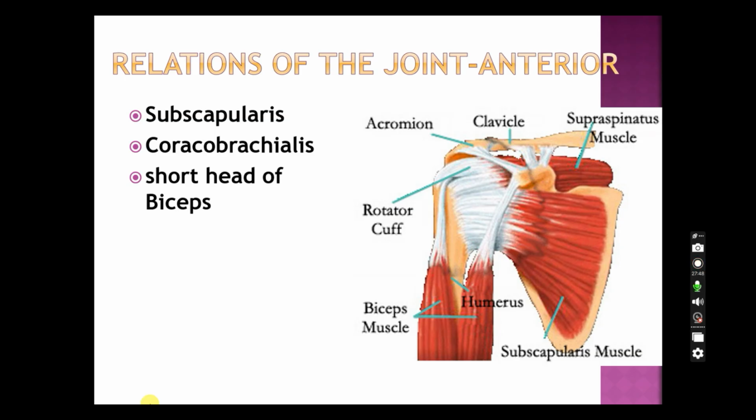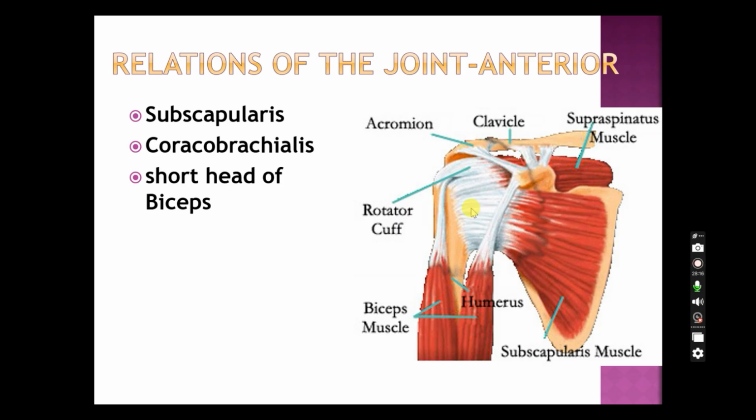Now coming to the relations. When you are done with the dissection, you might have seen we cleared everything in the axilla first. We cut all the blood vessels, all the branches of the brachial plexus. Then you saw this wide muscle called the subscapularis, which fills the subscapular fossa and inserts into the lesser tubercle of the humerus.